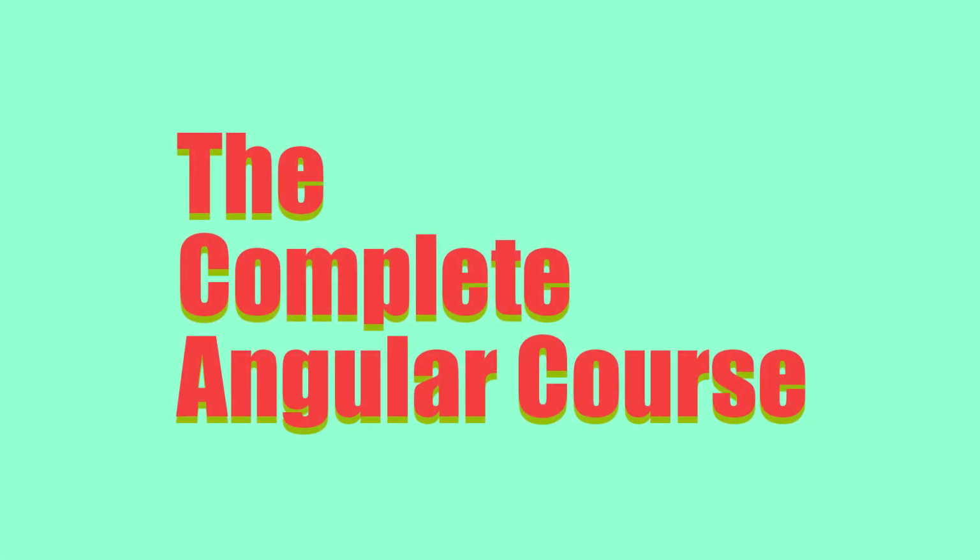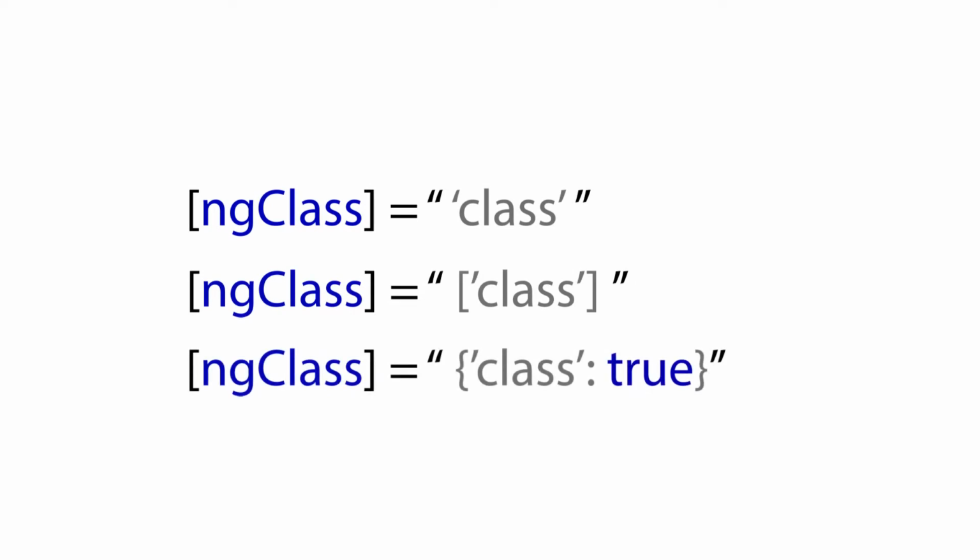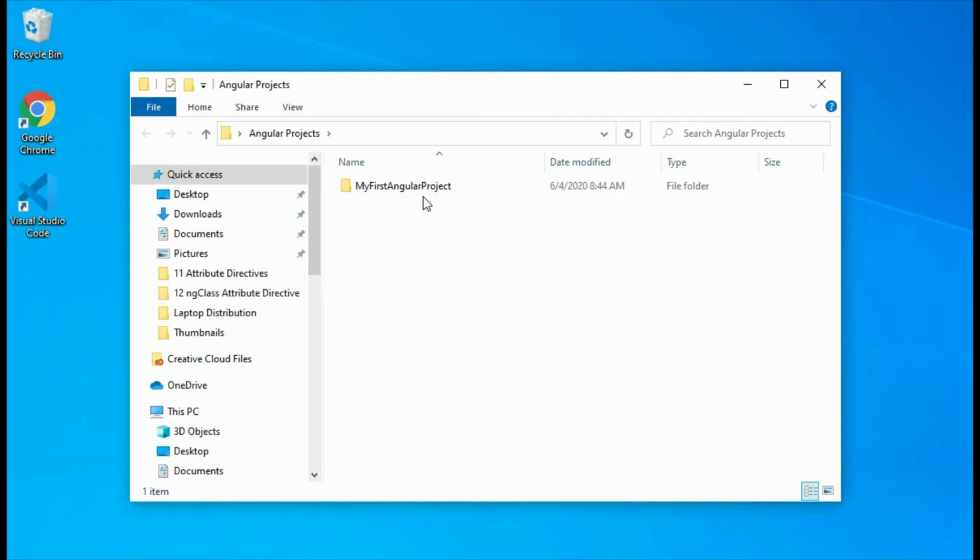In this video, I'll be talking about the ngClass directive. The ngClass directive allows us to add or remove CSS classes from our HTML DOM elements. It accepts a string, an array, or an object. Let's take a look at how this is used in the code. Open your Angular project on VS Code.